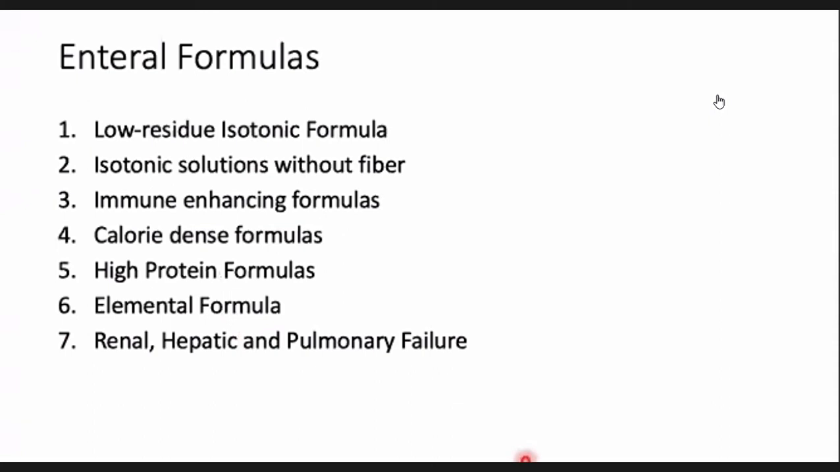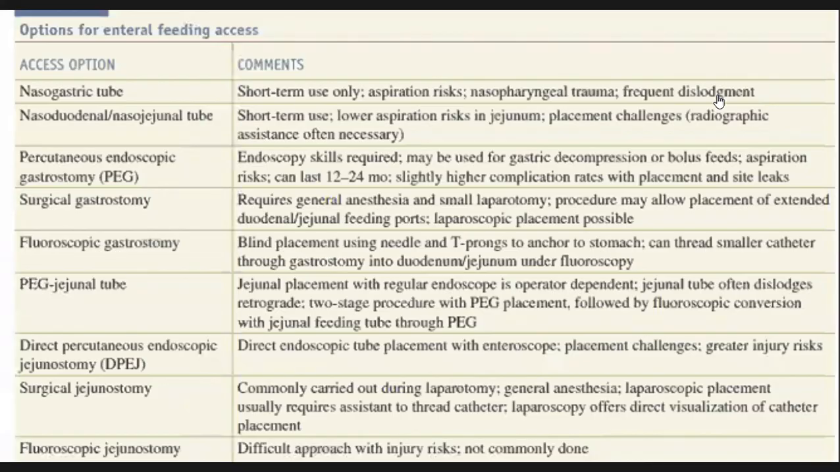We have different types of access for enteral nutrition. If the patient cannot feed by mouth, we can use nasogastric tube, PEG. This is a table from Schwartz depicting the different options for enteral feeding access. We can give it via nasogastric tube, which has the disadvantage of only being used short term, so we have to replace the tube every now and then. There's also a risk for aspiration and nasopharyngeal trauma with frequent dislodgement.